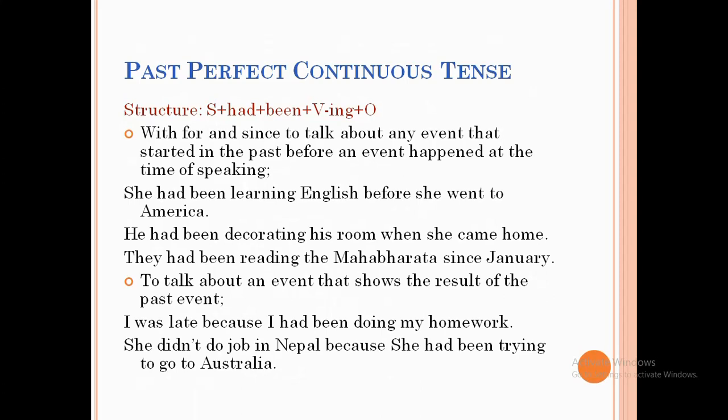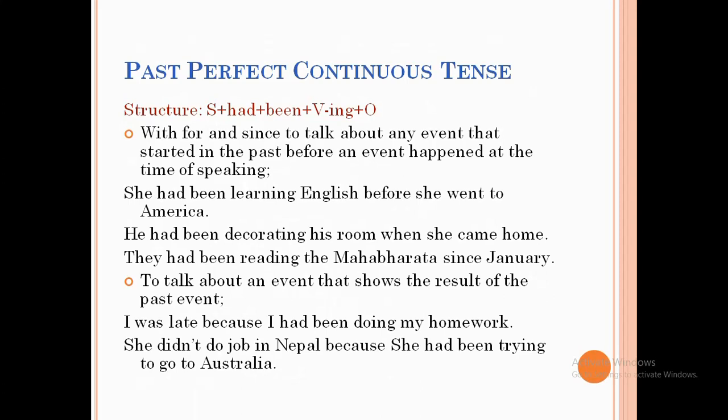Another situation where we use past perfect continuous tense is to talk about an action or event that describes the result of the past event. We use past perfect continuous tense to talk about any action or event which shows us the result of the past event or past action. Let's see examples. I was late because I had been doing my homework. See, the cause of being late is doing homework. She didn't do a job in Nepal because she had been trying to go to Australia. See, the reason for not doing any job in Nepal is that she had been trying to go to Australia.